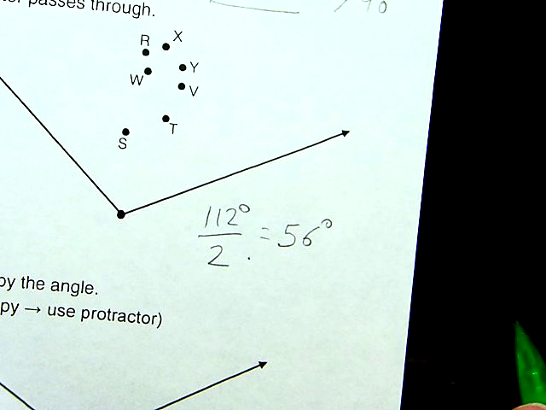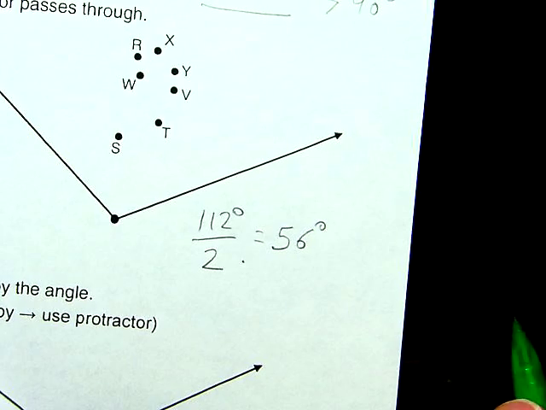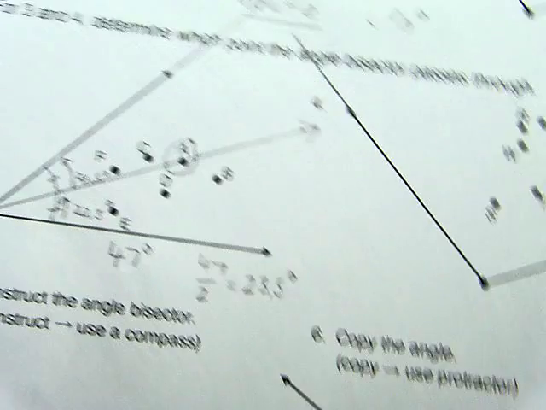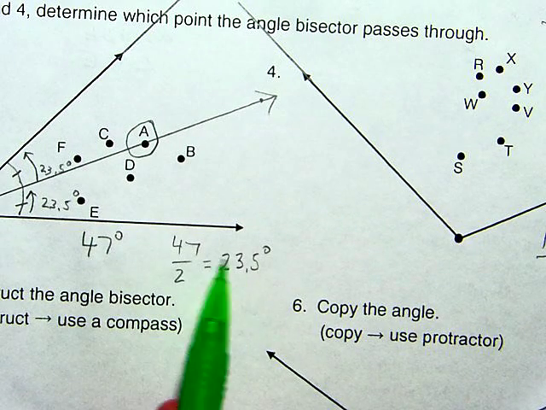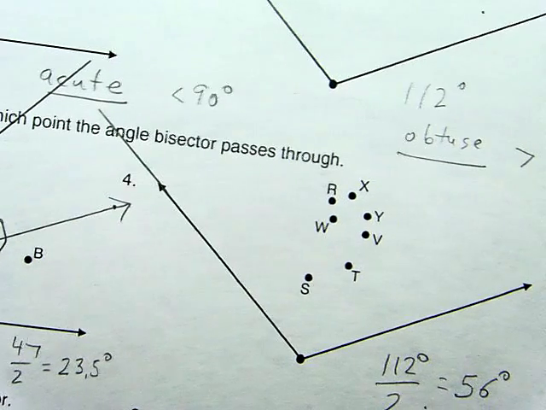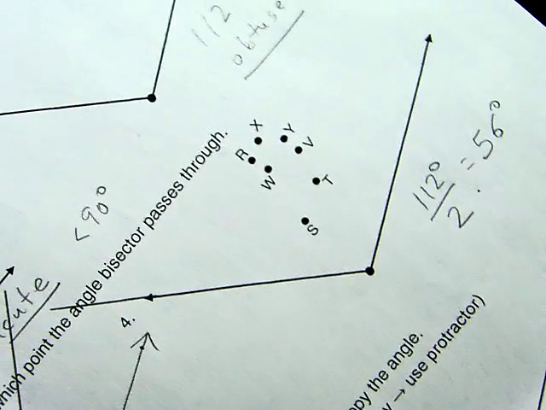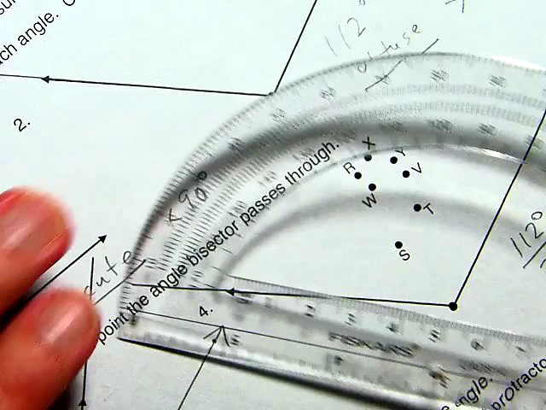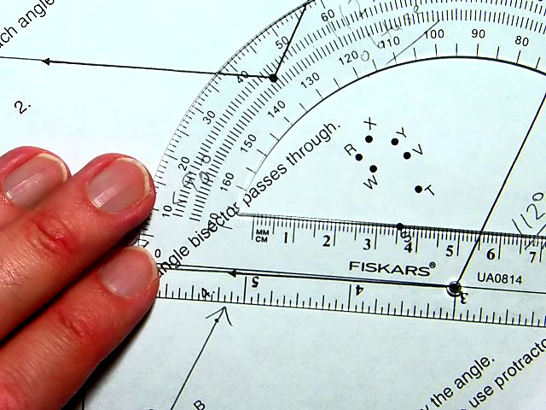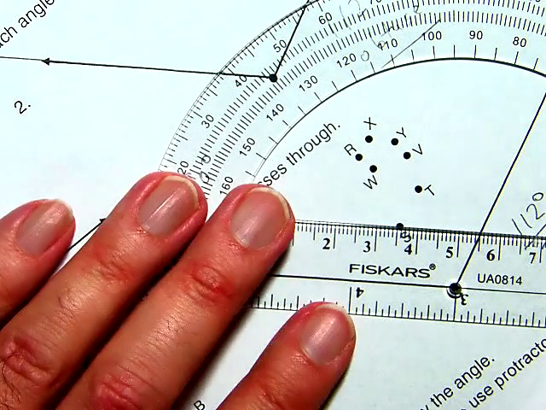Now, I'm going to construct this angle of 56 degrees a little bit differently than I did the other one, just to show you there's another way to do this. I was using this bottom line, and I had to sort of improvise using the anti-clockwise scale. Here, I'm going to actually construct it on this line. I'm going to line up my origin with my vertex.